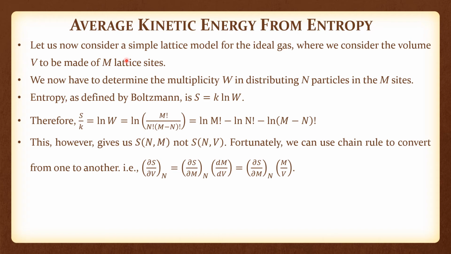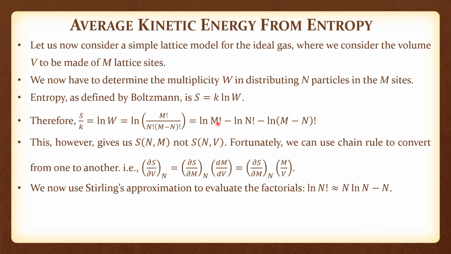because this is a direct relationship: volume V is made of m lattice sites. So dm/dV is simply m by V. This is basically the inverse of the volume occupied by each lattice site. So if we can get this expression, then we can get that expression, and that is related to thermodynamic pressure, isn't it? With that, we can obtain the ideal gas equation of state, a relationship between pressure, volume, and temperature.